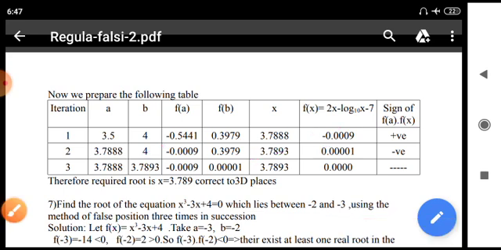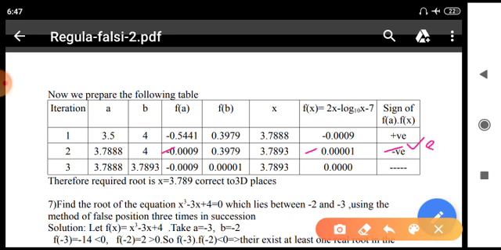Now f of x, if you calculate, you will get 0.00001. Now dear students, observe f of a is negative, f of x is positive, so the product has to be negative. If the product is negative, we know that we have to write the x value under the column b. So we will write a as it is, b is this value, f of a is the already calculated value minus 0.0009, f of b is here 0.00001, x we will get as 3.7893. So correct to 3 decimal places, we can observe in step 2 and step 3, the x value is the same, so the required root is x equal to 3.789, correct to 3 decimal places.